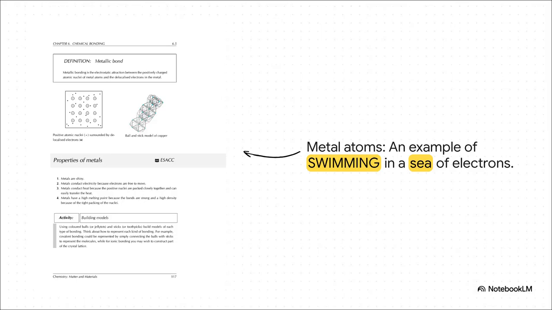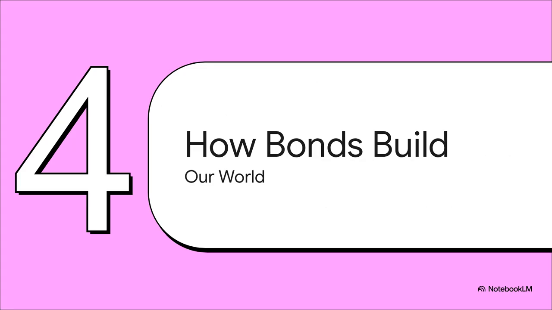And what you end up with is this awesome situation that scientists call a sea of delocalized electrons. You've got all these positive metal cores just kind of floating or swimming in this shared sea of negative electrons. It's this collective sharing that holds the whole chunk of metal together. Okay, so let's recap. We've got sharing, stealing, and swimming.